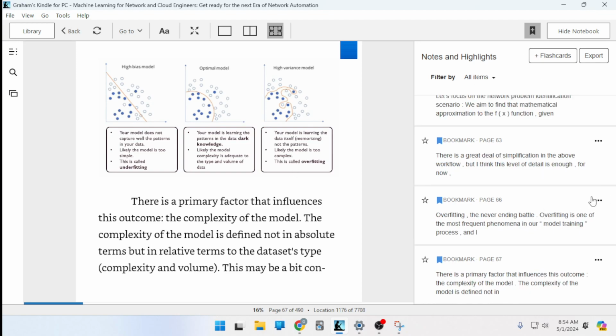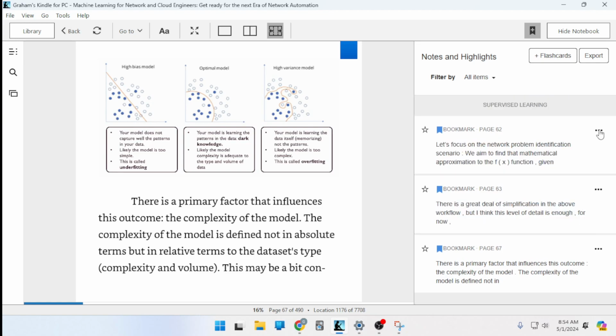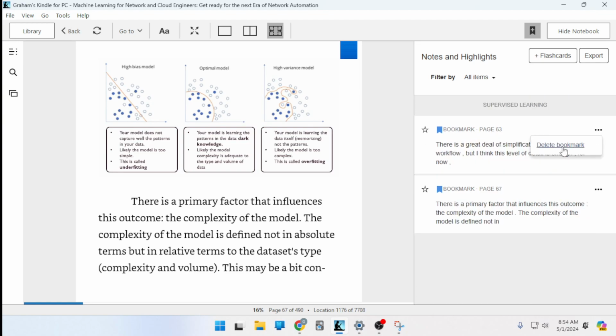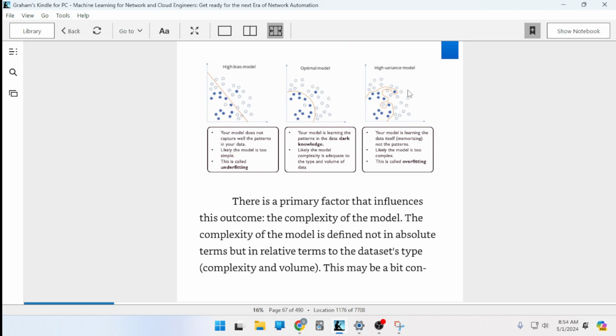So I will delete the past bookmarks. There we go. Close the bookmark tab. And when I come back, we'll learn about the primary factor that influences the usefulness of the model.